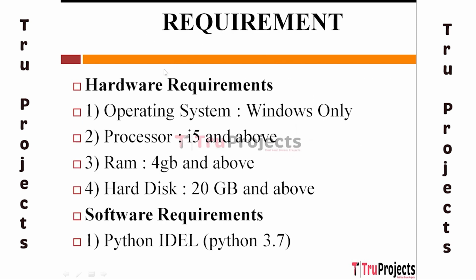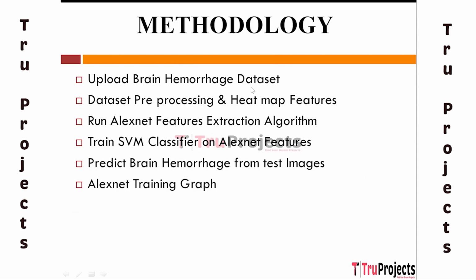Requirement. The requirements of the project are hardware requirements and software requirements. In hardware requirements, we have operating system Windows only, processor i5 and above, RAM 4GB and above, hard disk 20GB and above. In software requirements, we have Python IDLE with 3.7 version.